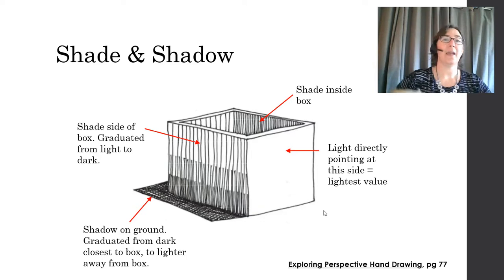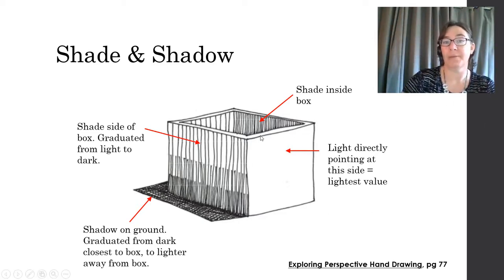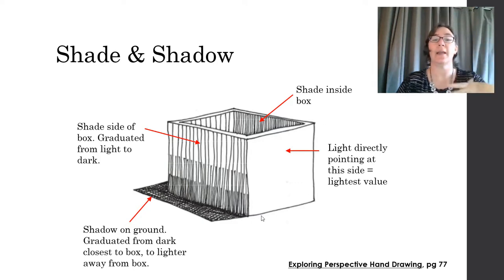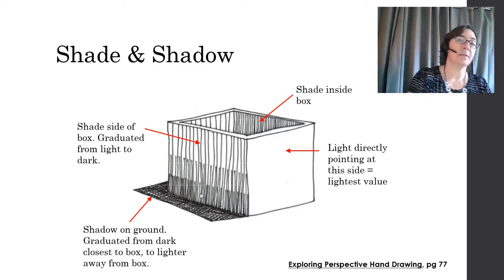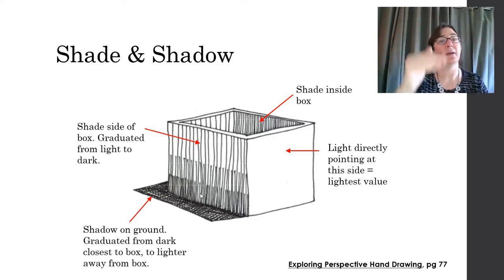Let's take it one step further and investigate how to illustrate this shade and shadow using different hatch patterns and a little bit more complicated object. So here we have a box. Now, this side of the box has the light directly pointing at it, and we can tell that because it has the lightest value. This side of the box over here is in shade. And that shade is typically graduated. It's not always 100% even over the face of the box, and in this case, it's graduated from light at the top to dark at the bottom. This is typical.